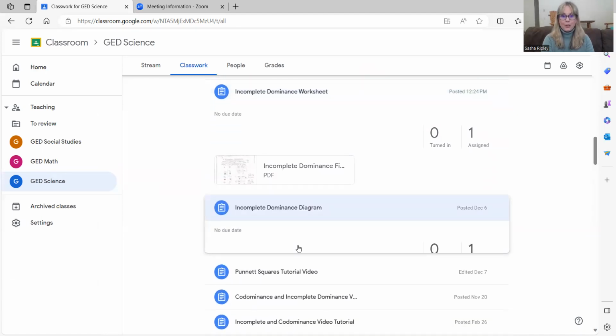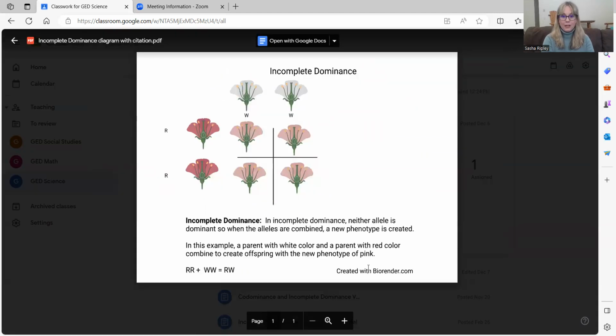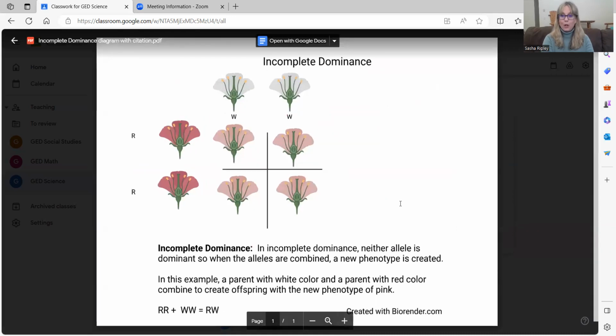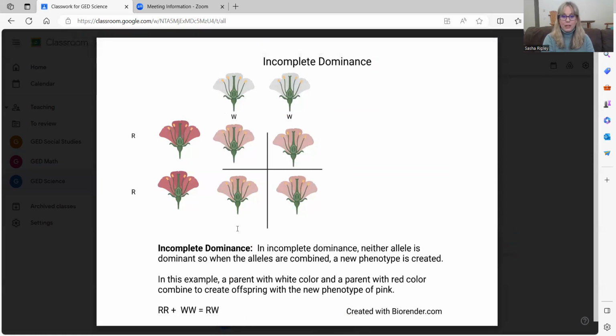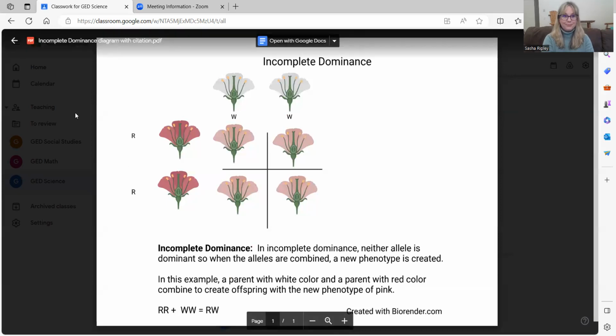Okay, one more diagram that we're going to look at here. Just another diagram with my flowers for incomplete dominance. So I've got my white flower parent here, my red flower parent here. All of my offspring are turning out to be pink phenotypes because I get a W from this parent and an R from this parent.